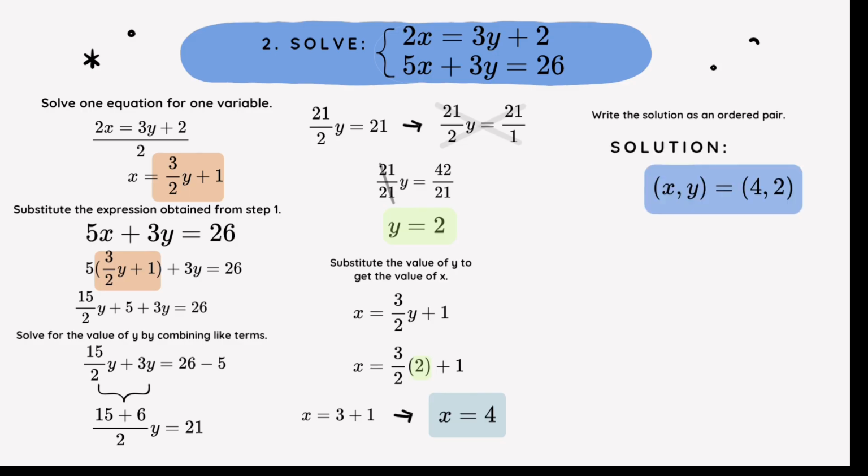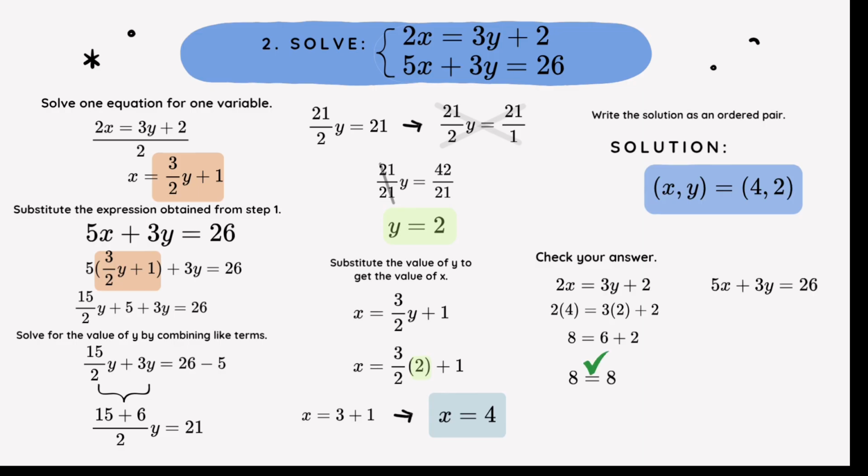Now we have our answers. Then we have to write the solution as an ordered pair. (x, y) is equal to (4, 2). After that, let's check our answer by substituting the values back to our system of linear equations. Substituting 4 and 2 in our first equation, what we got is 8 is equal to 8, which means that it satisfied our equation. Next, our second equation, 5x plus 3y equals 26. We'll have 26 equals 26. It means that our solution is correct.